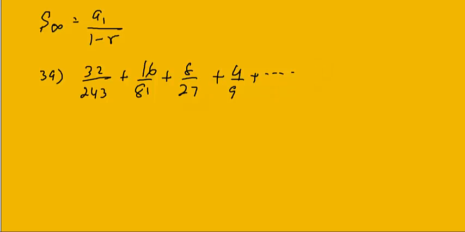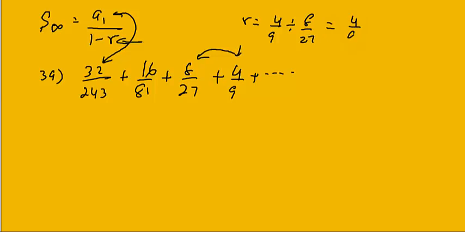All I need to know is what a sub 1 is, which is right there. That's my first term. I need to know what the ratio is. To find the ratio, I can take any term. Let's take 4 over 9 and divide by the previous one, the one before that, 8 over 27. That gives me 4 over 9 times 27 over 8. The 9 will reduce 27 to 3, and 4 will reduce 8 to 2. That turns out to be 3 over 2.